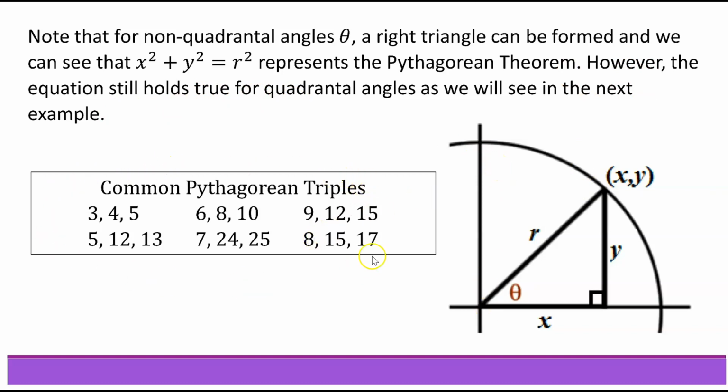One of the things I want to mention is, since we are dealing with right triangles and the Pythagorean theorem, these are some common Pythagorean triples that are worth memorizing, so we don't constantly have to use the Pythagorean theorem unnecessarily. So 3, 4, 5; 6, 8, 10; 9, 12, 15; 5, 12, 13, which is the one we just solved for; 7, 24, 25; and 8, 15, 17 are all common Pythagorean triples.